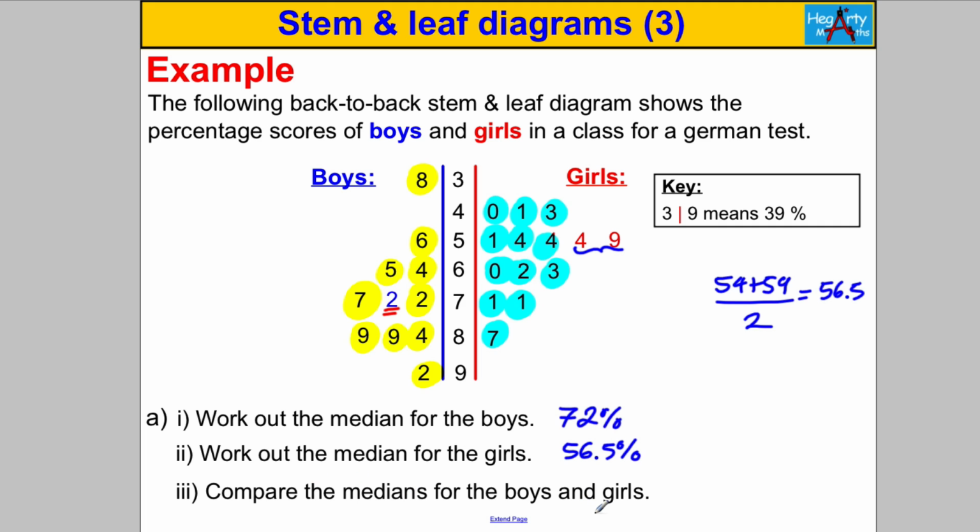It says compare the medians for the boys and girls. Well, you can clearly see that the boys' median is bigger than the girls' median. So you can say boys have larger median. And then what you can say after that is, therefore, on average, because the median is a representation of the average, so therefore, on average, the boys did better than the girls. Boys performed better than girls.